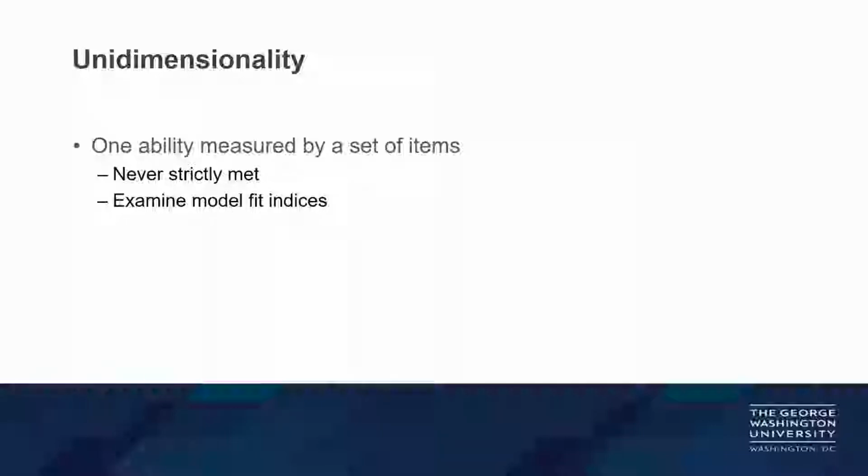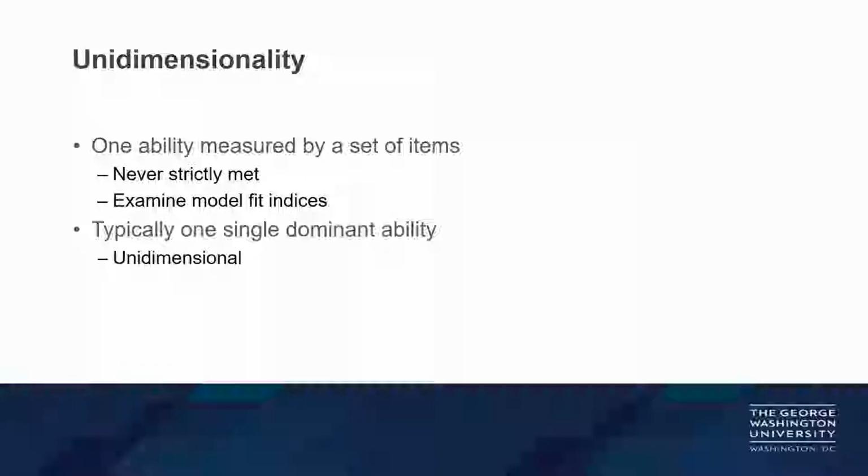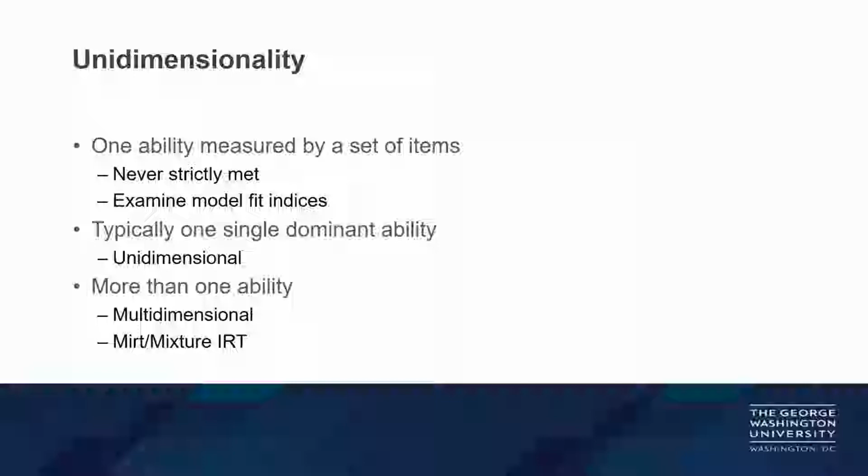Unidimensionality. One ability should be measured by a set of items when we want our test to be unidimensional. We never believe it's strictly met, but we can examine model fit indices to see how close our model is to being unidimensional. Typically, we want one single dominant dimension. If there is more than one ability, there are other models that we could use. We could use multidimensional IRT. Some sort of mixture could be used, maybe in a psychological setting. And there's hierarchical modeling. So there are many other options, both in item response theory and other latent variable modeling.